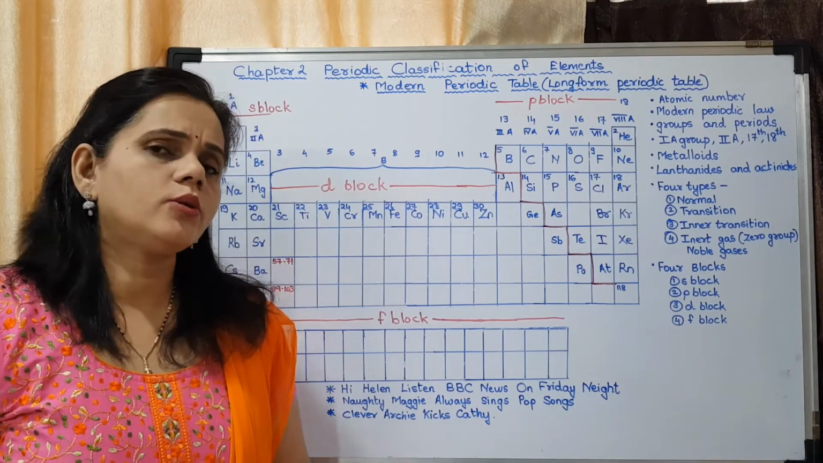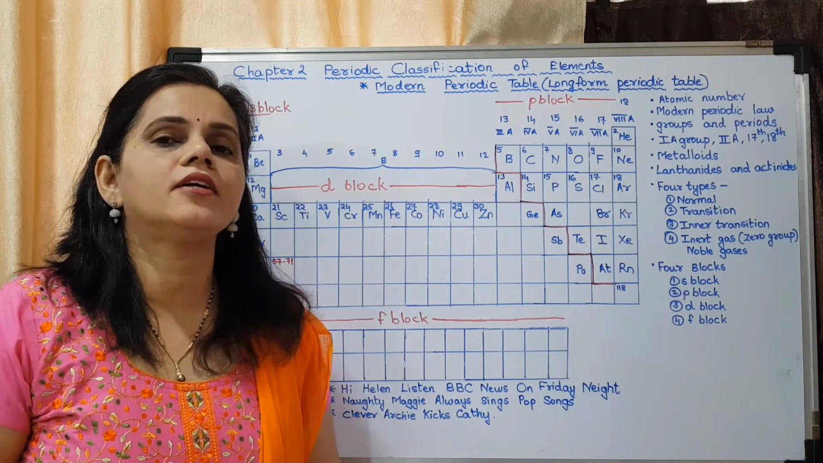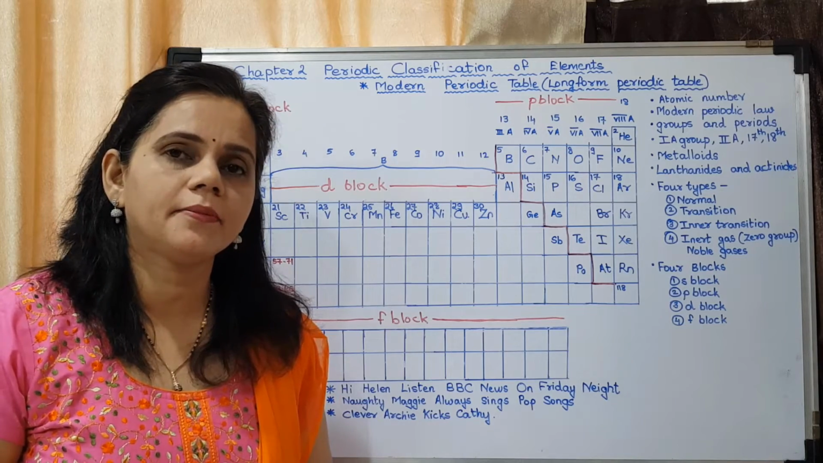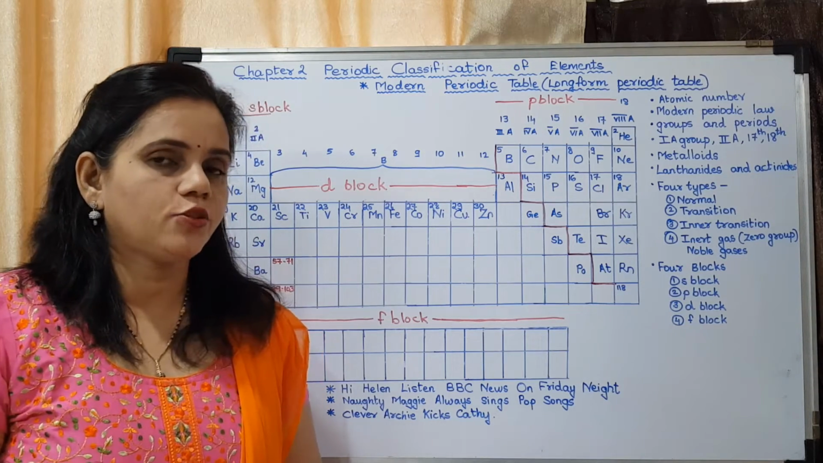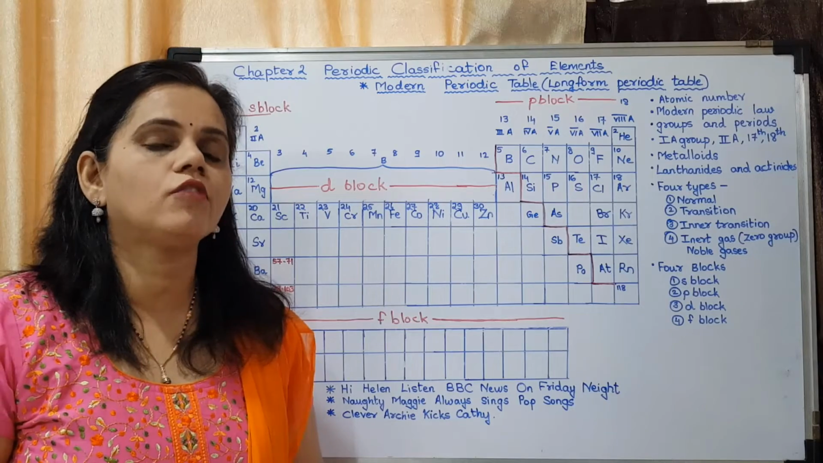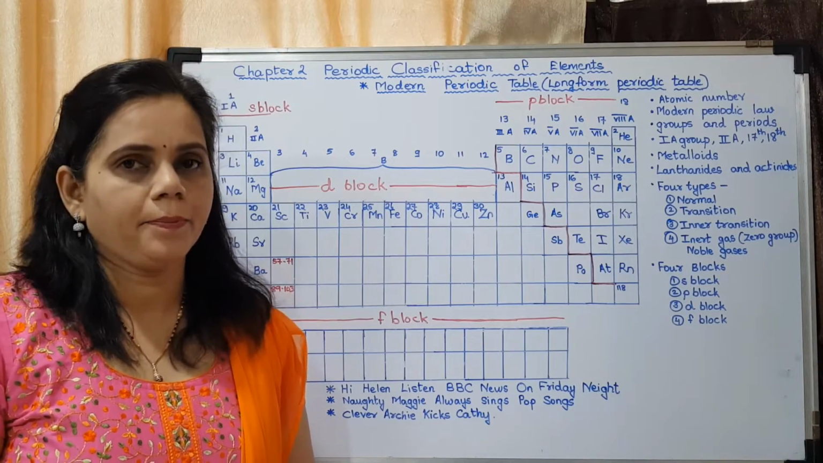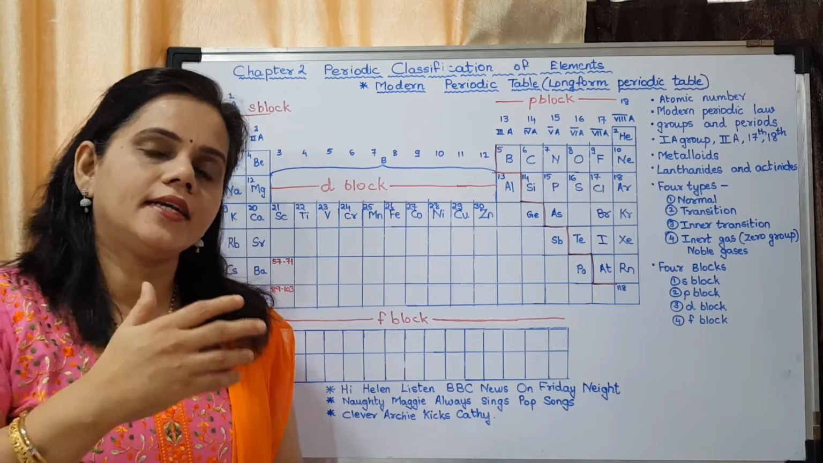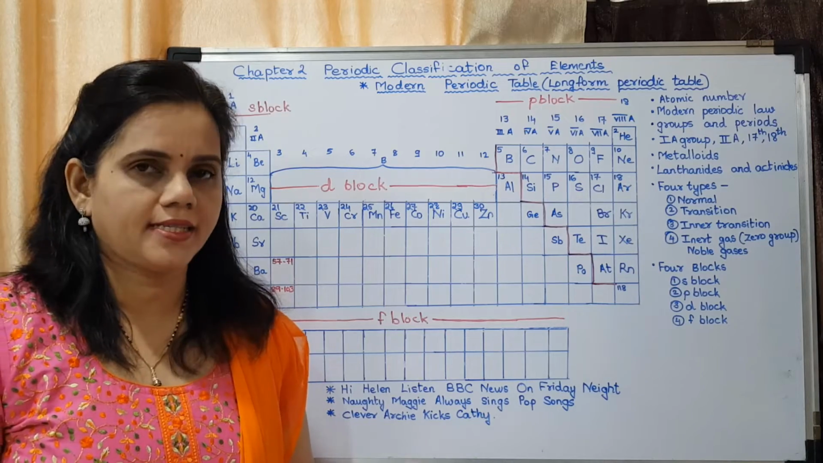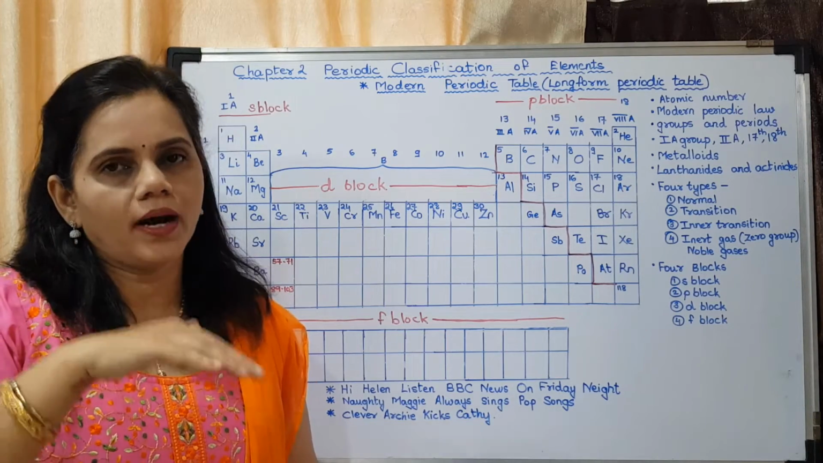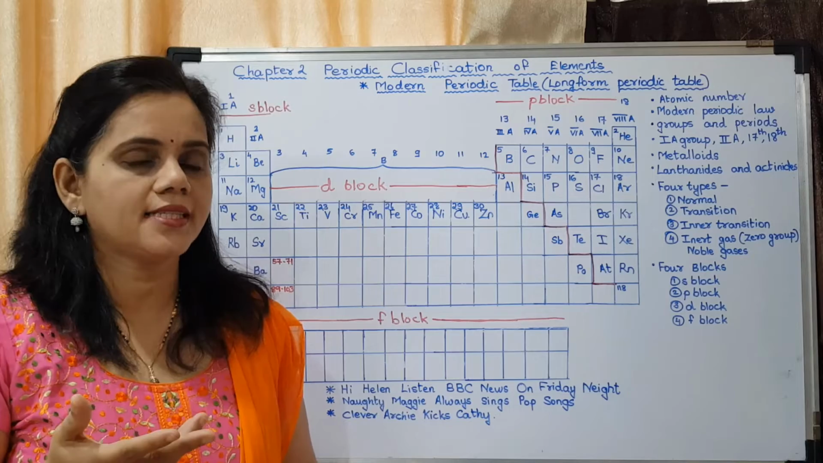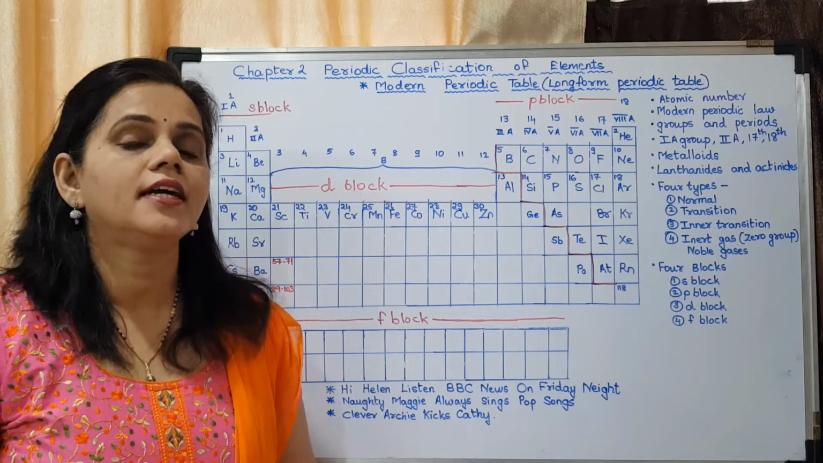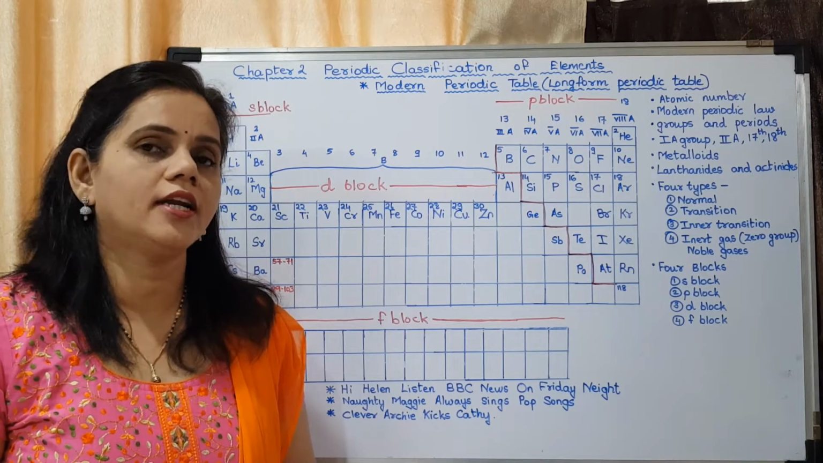Okay. Now what was the demerit? First demerit of Mendeleev's periodic table. If you revise, you may see that it was the position of cobalt and nickel. Cobalt and nickel have the same atomic masses. So to place cobalt first or to place nickel first, that was the demerit of Mendeleev's periodic table.